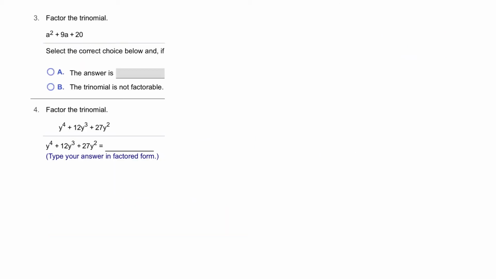So here they say factor the trinomial. If I have 3 terms like this, typically I can take a shot at it and break that into 2 brackets. Not really break, I should use the term factor. So I can factor that into 2 brackets. What I'm looking for is 2 numbers that multiply to this last number, 20, but those same 2 numbers have to add to 9. Well, to multiply to 20, there's a ton of numbers that will do that.